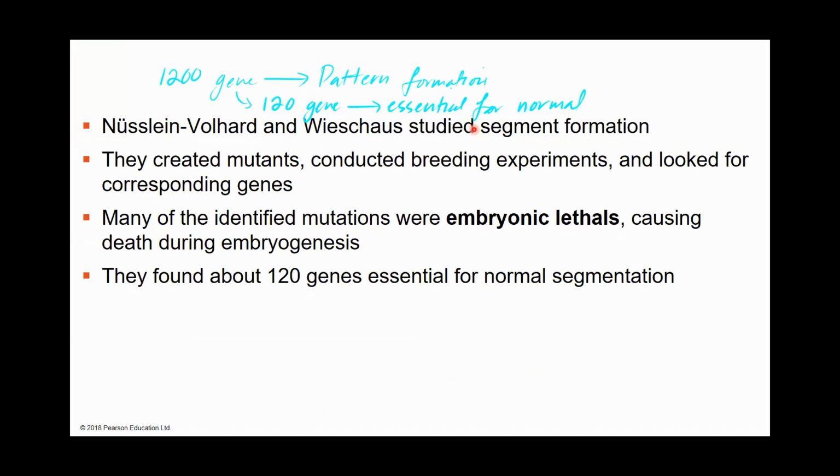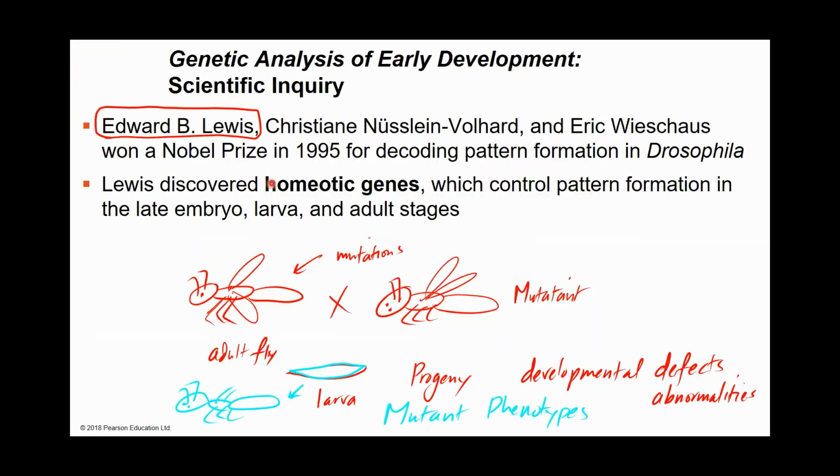Now, again, the first scientist who used the genetic approach to discover the genetic loci important for embryogenesis, or embryonic development, of Drosophila was Edward Lewis. Later on, Nüsslein-Volhard and Wieschaus also continued the work of Lewis, and they used a similar approach to determine basically all the genes that are important for pattern formation and for correct, normal segmentation in the late embryo, larva, and the adult stages.